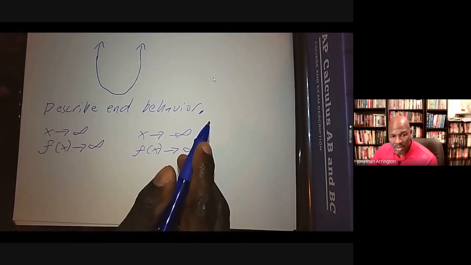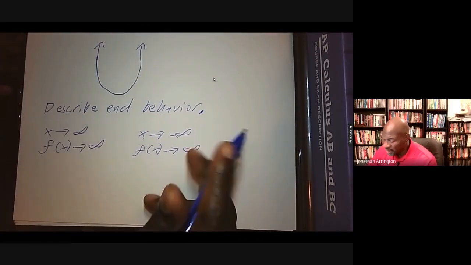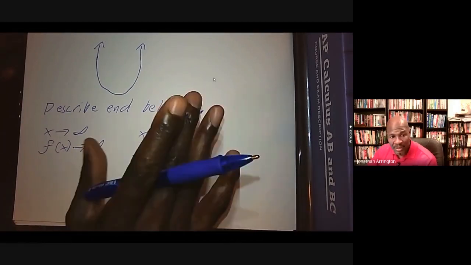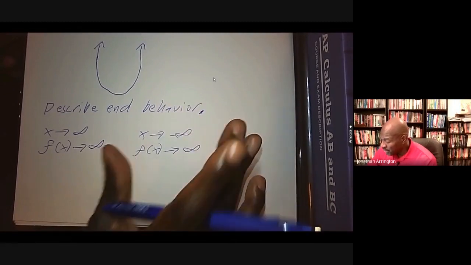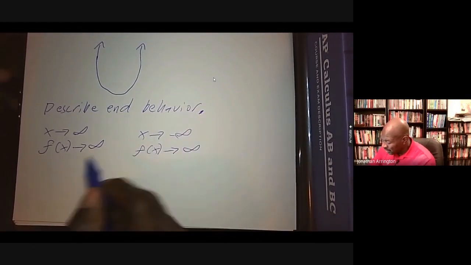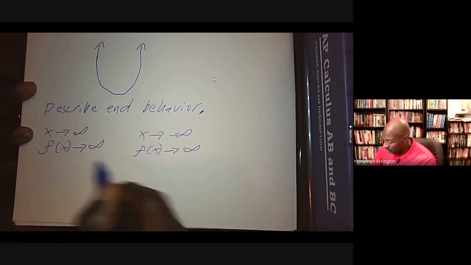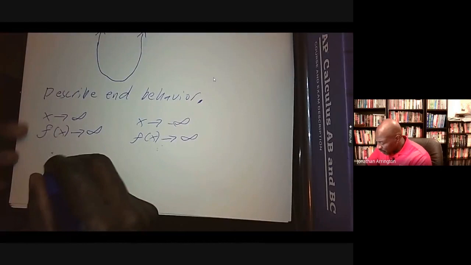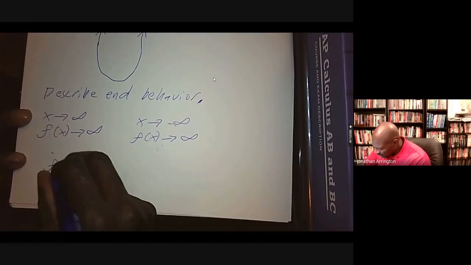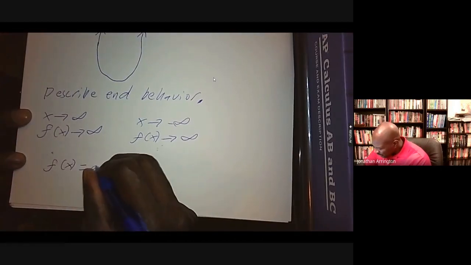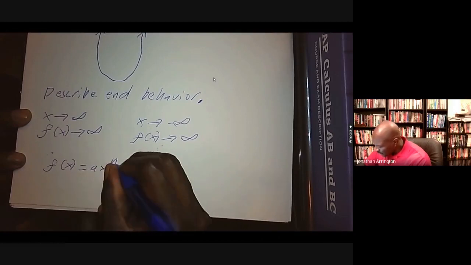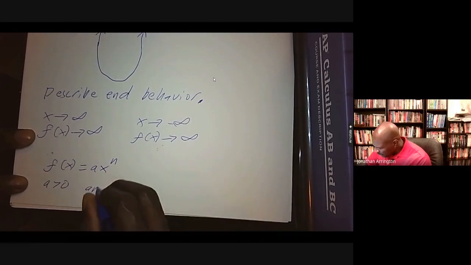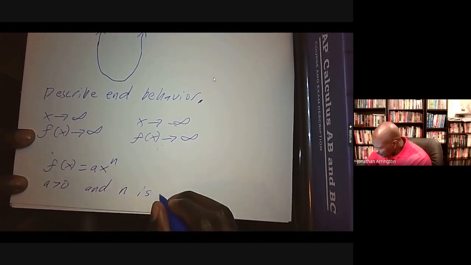In fact, that's always going to be the case if the exponent is even and its coefficient is positive. If the exponent is even and the coefficient is positive, this will always be the answer. So say my function is f of x equals a x to the n. This is the case where a is greater than 0 and n is even.